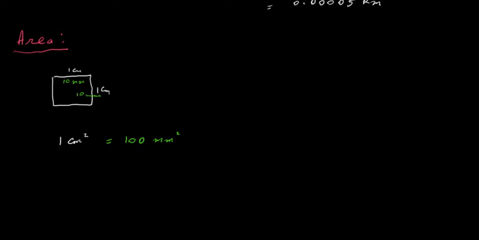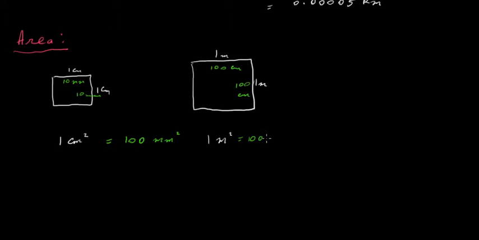So let's try the next one then. We were on centimeters, so let's try a meter. I'll draw a slightly bigger square here. So this is going to be 1 meter, and this is going to be 1 meter. If we look at the distance along here, this is 1 meter, that's going to be 100 centimeters. The distance from here to here is also going to be 100 centimeters. So the area here is 1 meter squared. Now, how many centimeters squared is that? Well, it's 100 times 100, that's 10,000 centimeters squared.